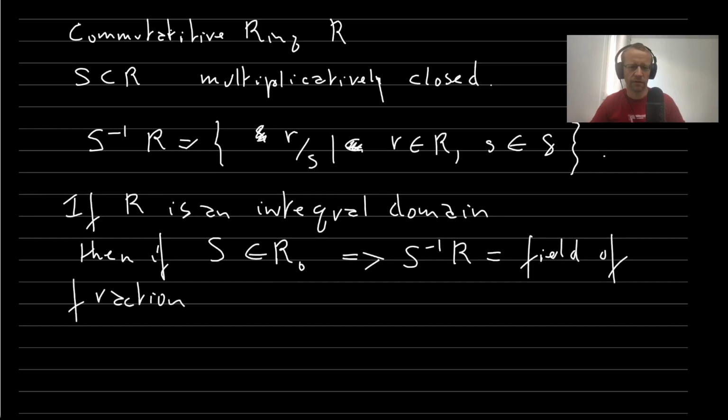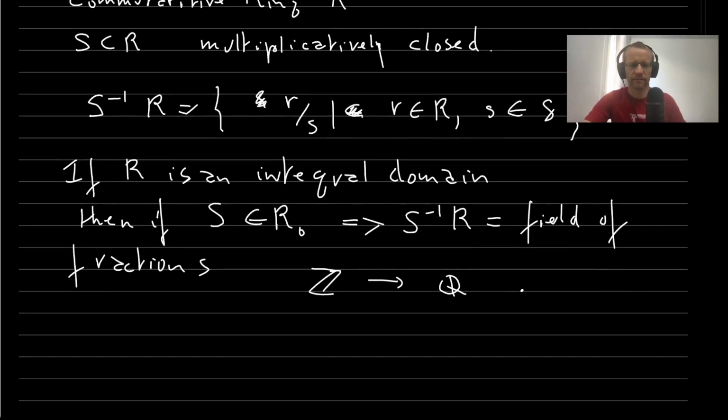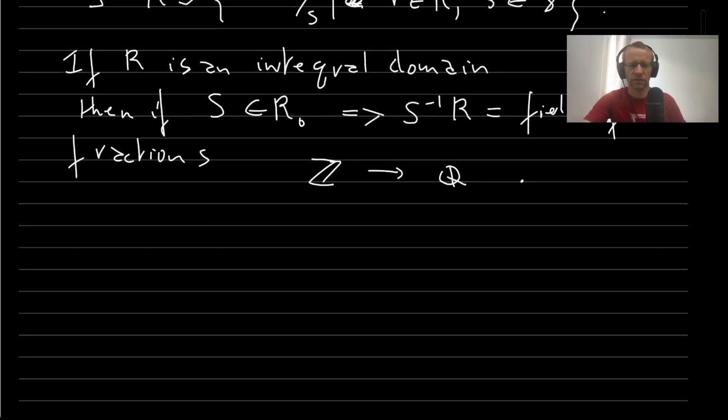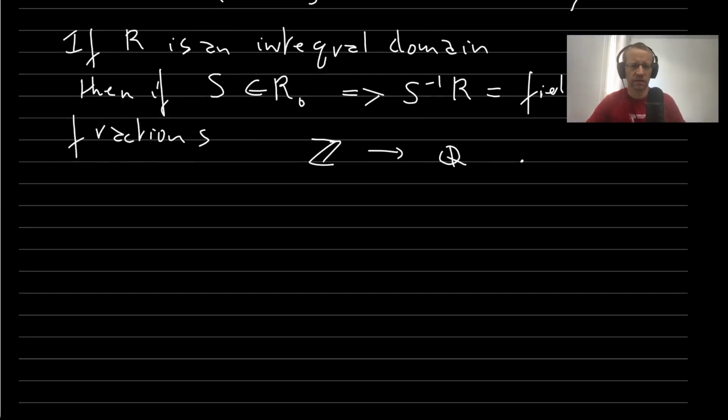And there are hardly any subtleties. This is very much like going from Z to Q. But this is for an integral domain. However, in the general case, there are subtleties.